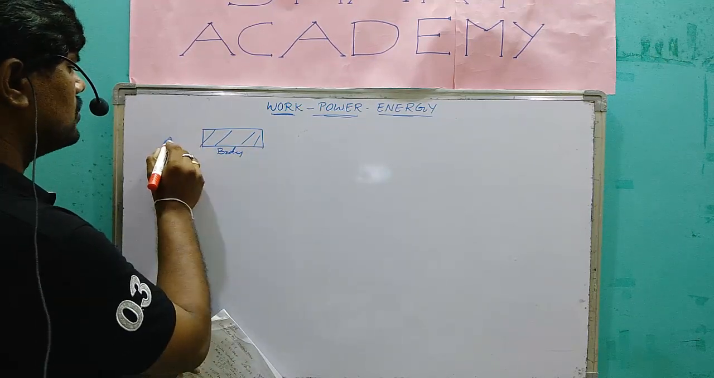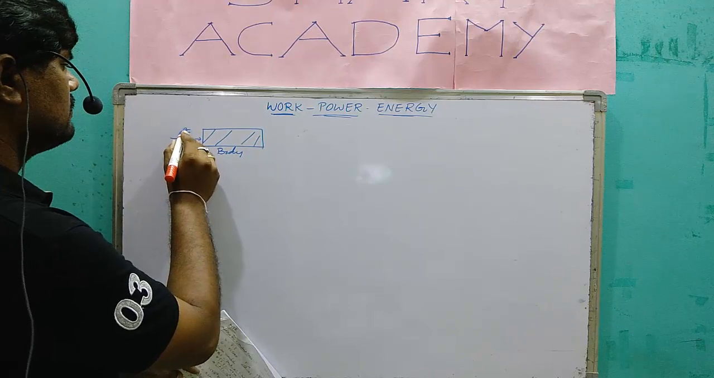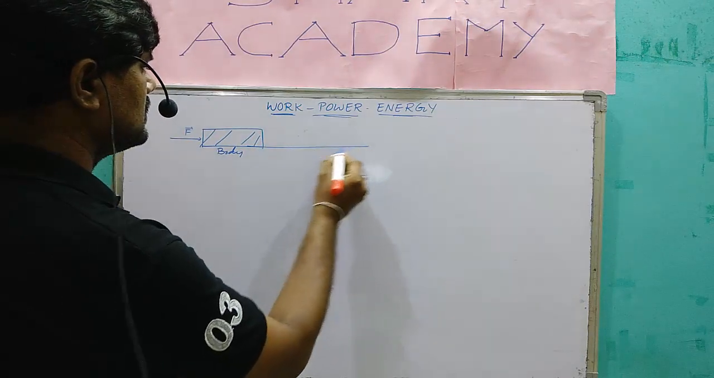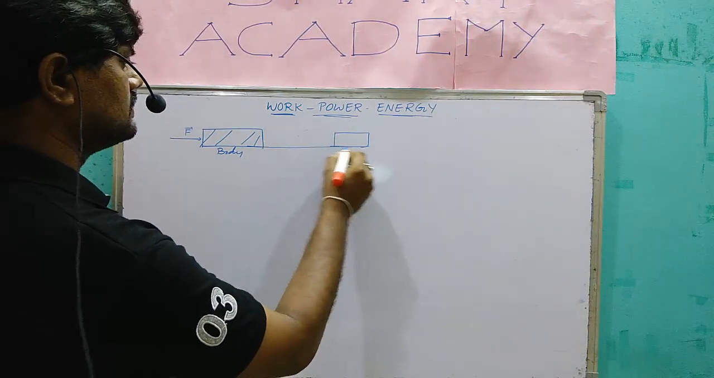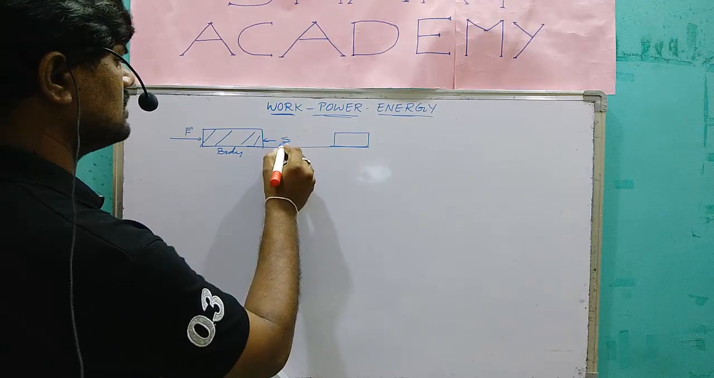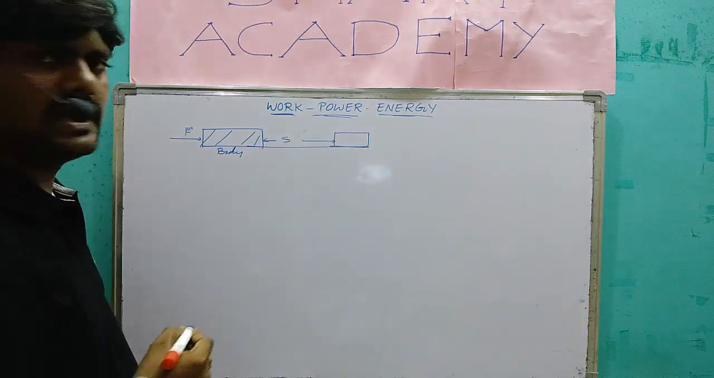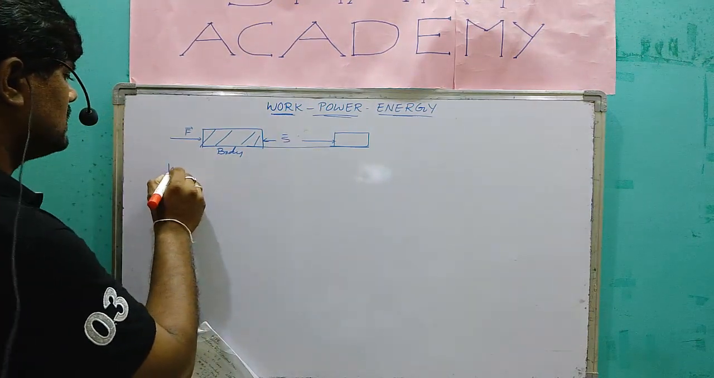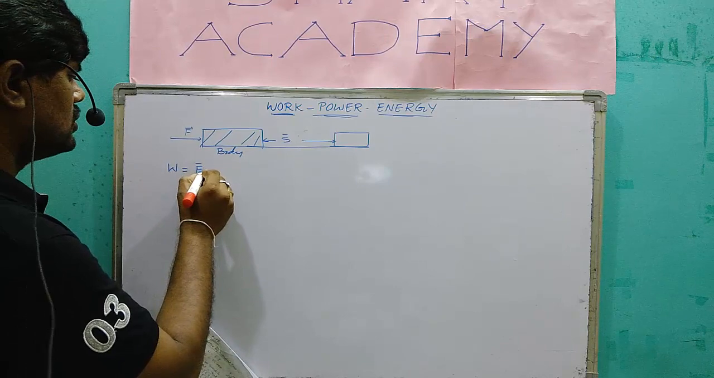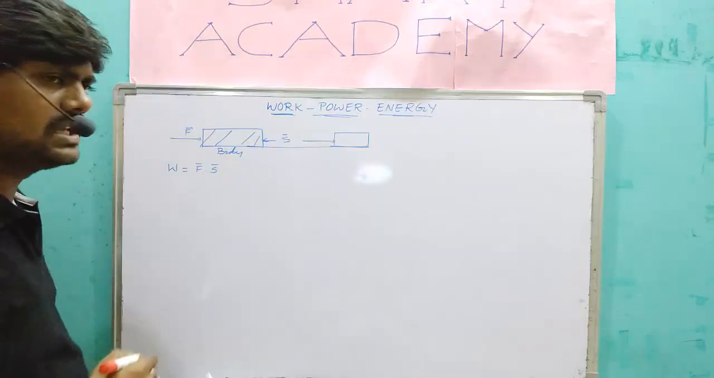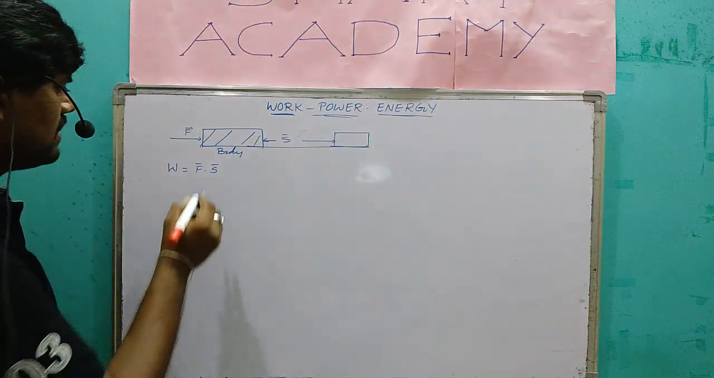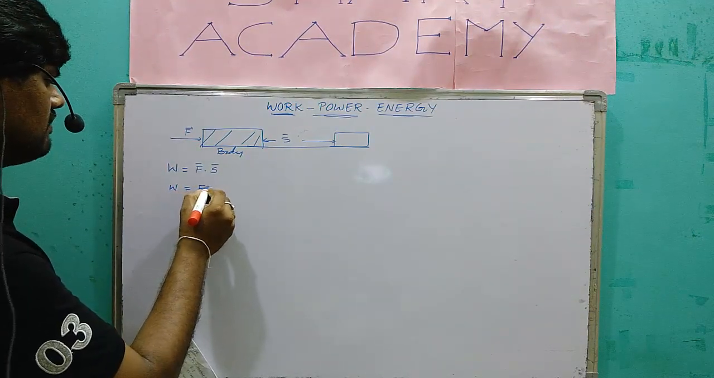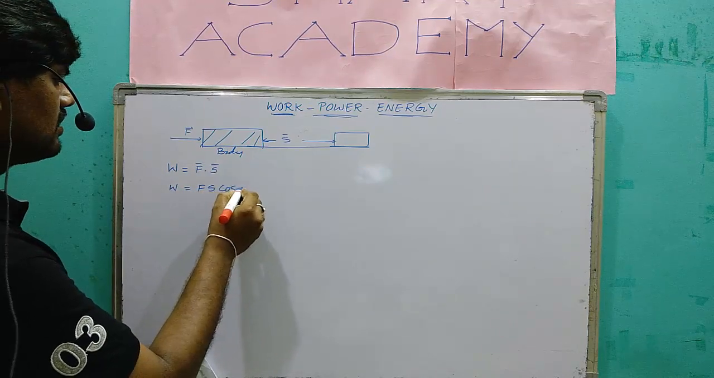Now we apply some force, that is F force, on this body. Then if this body displaces a certain distance, that will be S, then the work done can be written as F dot S. F dot S means this can be written as F S cos theta.